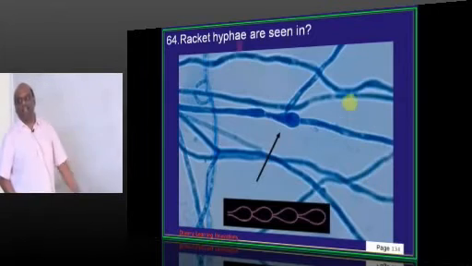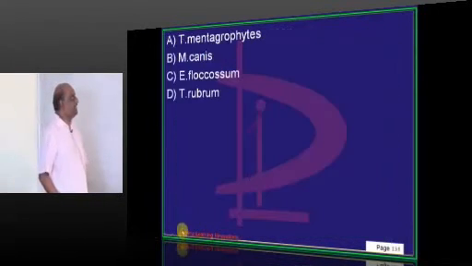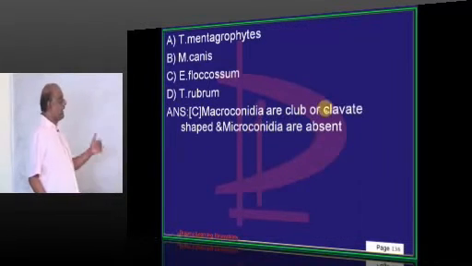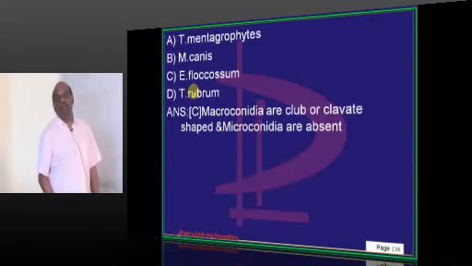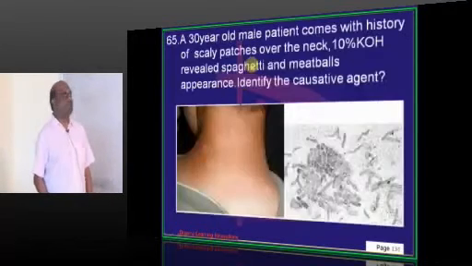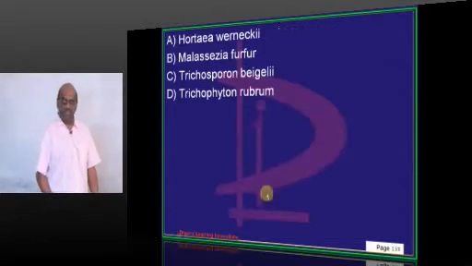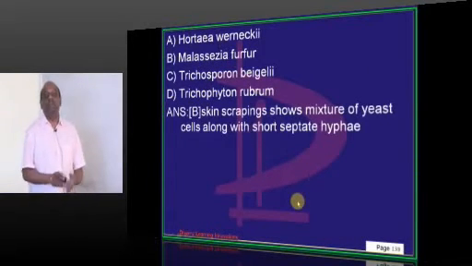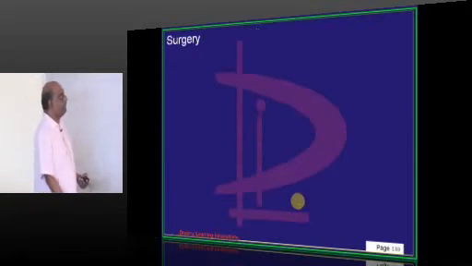You should not use the word racket. Simply you should say hyphae, this kind of hyphae. Where do you see macroconidia? Club or clavate shaped ones are typically seen in E. floccosum, is what you need to remember. There is a spaghetti and meatball appearance, which is fundamentally the tinea versicolor caused by Malassezia furfur, is what you need to ultimately understand.